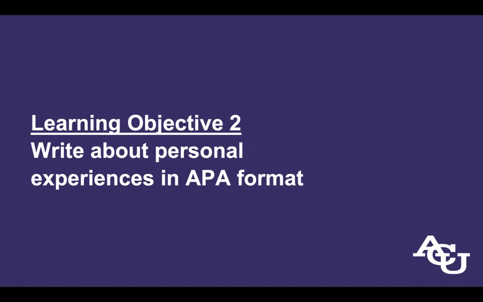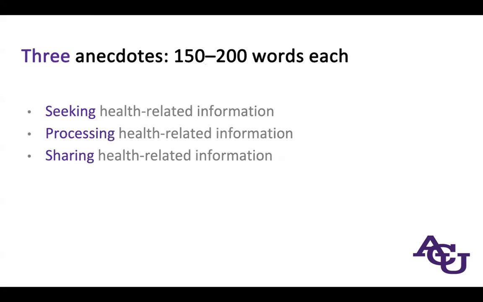Now that we've reviewed the assignment and figured out how long our paper needs to be, we will look at our next learning objective, which is to write about personal experiences in APA format. We just mentioned that you want to aim for about 2 to 2.5 pages, but for each anecdote to hit your word count and make sure you tell a good, well-detailed story, you might want to aim for about 150 to 200 words each in your anecdote. You'll need one on seeking health-related information, one on processing health-related information, and the third, as we already said, on sharing health-related information.